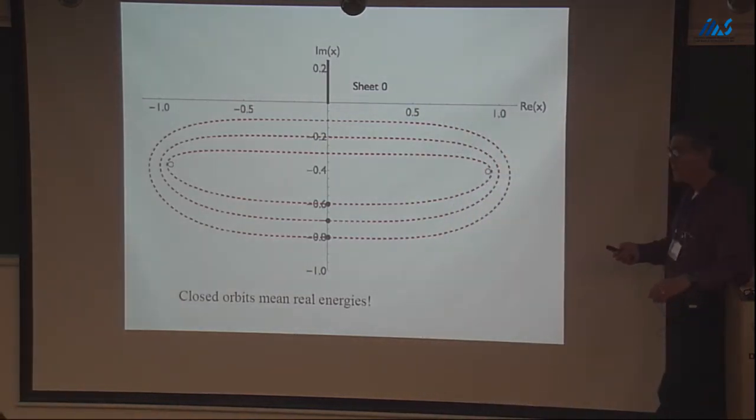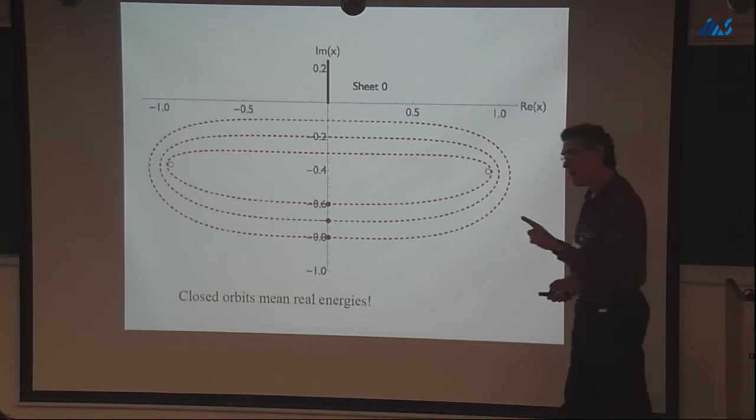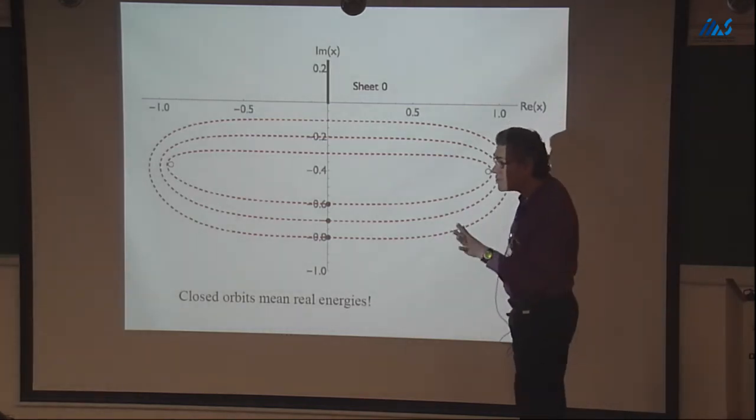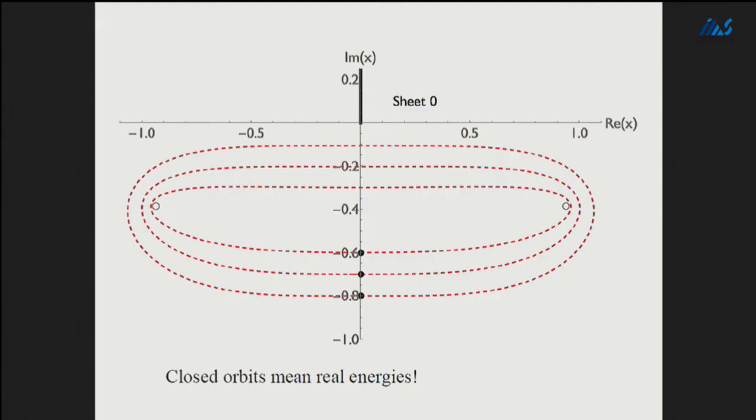Is that a theorem? In one dimension, I believe it is. In higher dimensions, it isn't. Isn't the statement in general that real energies must have closed orbits, rather than closed orbits must have real energies? Well, no. No to both. Not in higher dimensions, but in one dimension, yes.